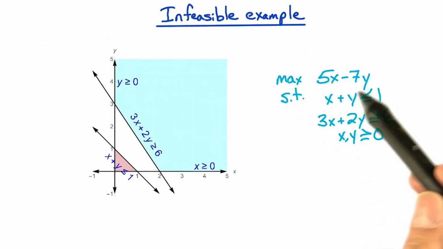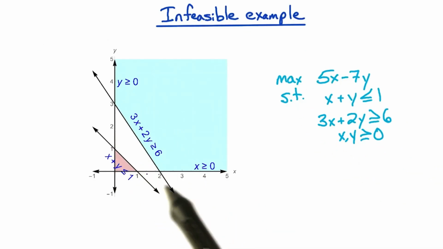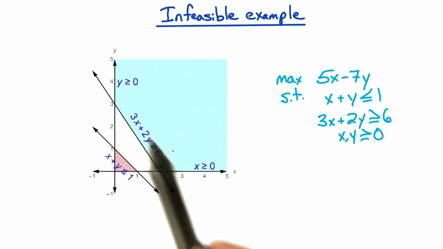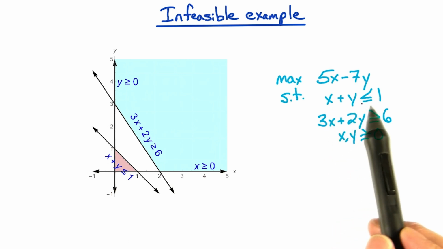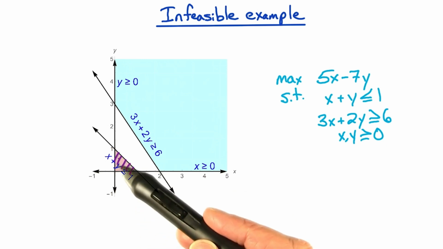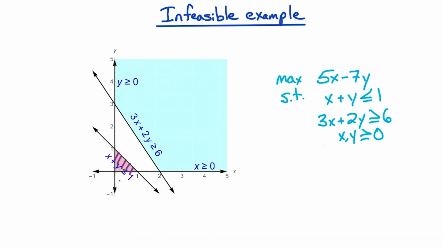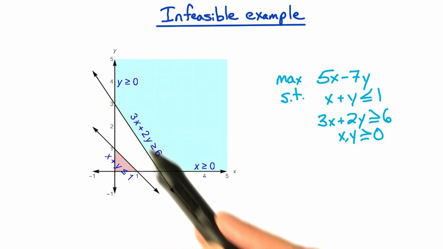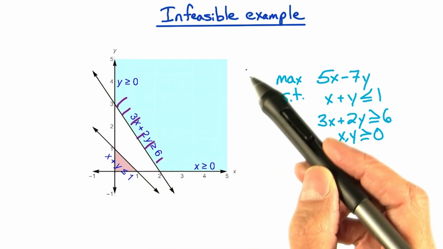Now here's our example from the previous slide. Here's the illustration of the feasible region. First off, we have the non-negative constraints defined by the axes, so we're in the upper right quadrant. The first constraint says that x plus y is at most 1. That's illustrated by this line, and we're looking at the points on this side of this line. The next constraint says that 3x plus 2y is at least 6. That's defined by this line, and we're considering this half space.